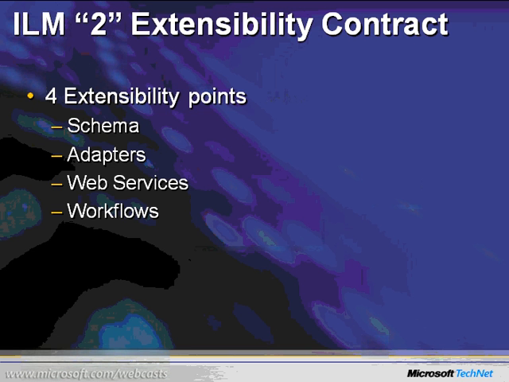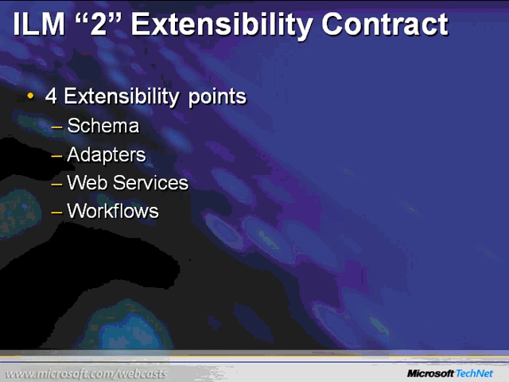So what does extensibility actually mean in ILM2? Extensibility really boils down to 4 key areas of the product. We have the schema, adapters, web services, and workflows.